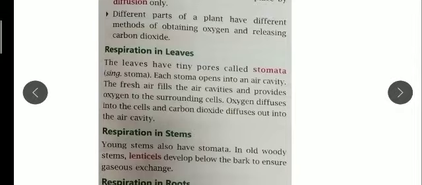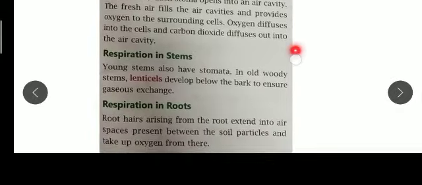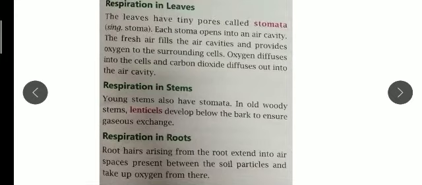Now the next part is stems. Some plants have a very thin stem, and some have a woody stem. Young stems also have stomata. Plants whose stems are green in color have stomata. But big woody plants, large plants, have lenticels.